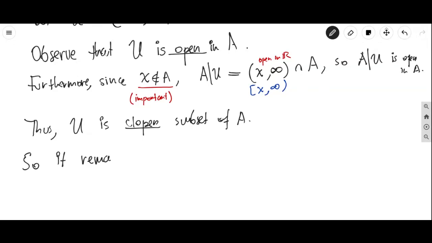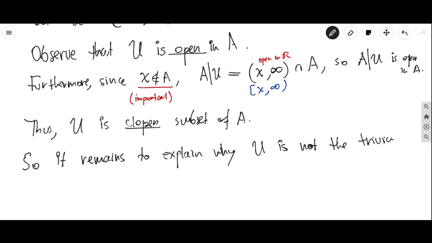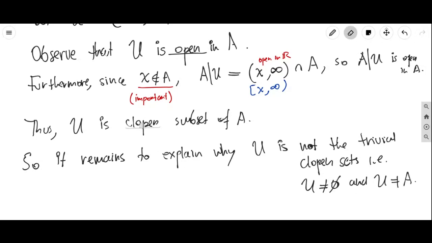So it remains to explain why U is not one of the trivial clopen sets, i.e. U is not empty and U is not A. Because you always have the two extreme cases as clopen subsets. You have to rule that out. So how do we know that?